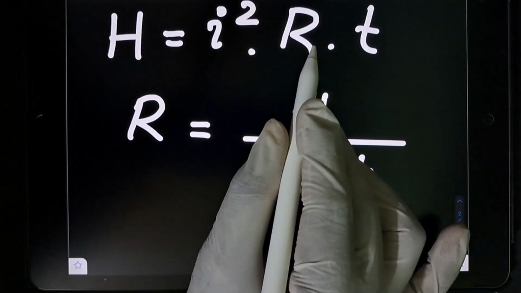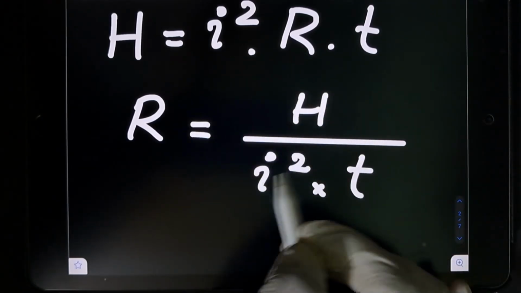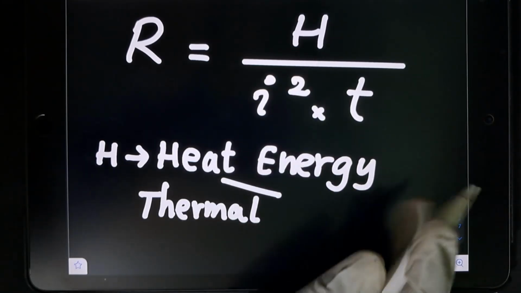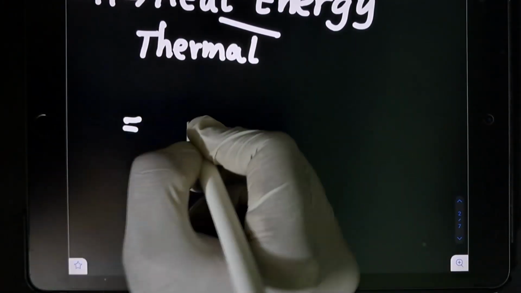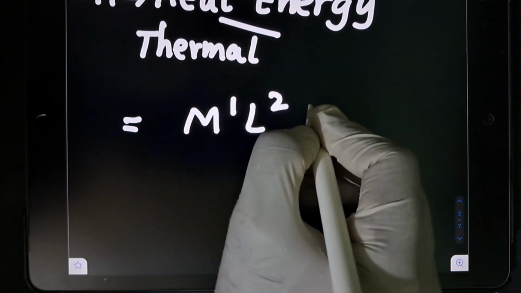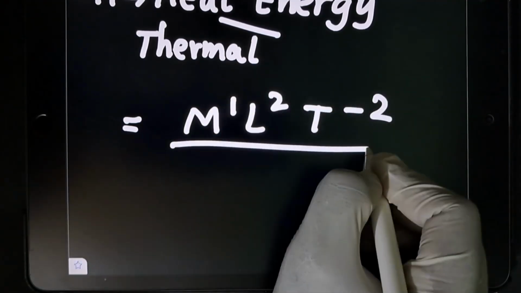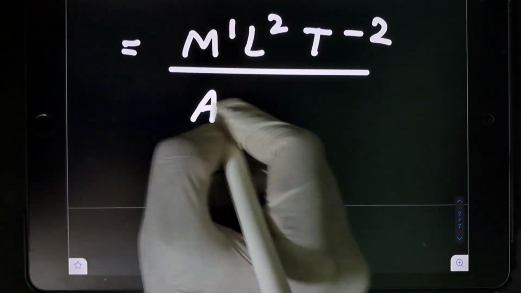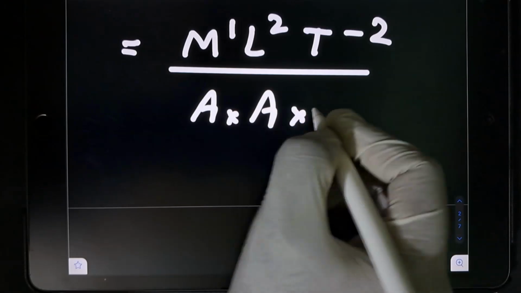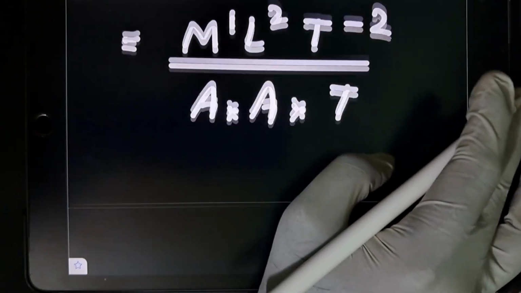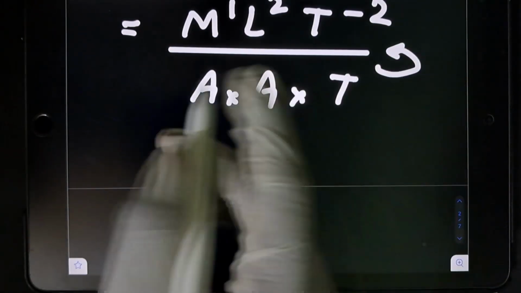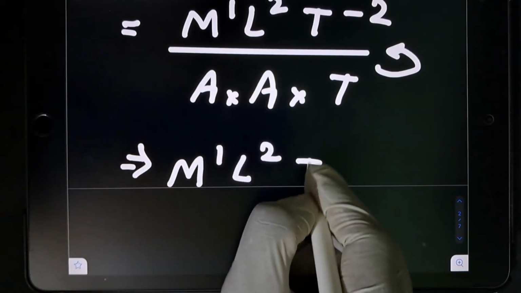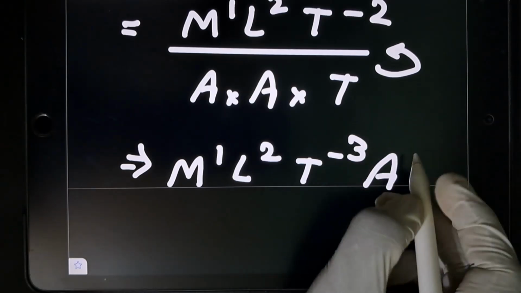Here H is equal to I squared R T. R is equal to H by I squared T, where H represents thermal energy or heat energy. The formula is M^1 L^2 T^-2 into I, current A, I squared, so A into A or A squared, into time T. On reciprocal we get M^1 L^2 T^-3 A^-2.